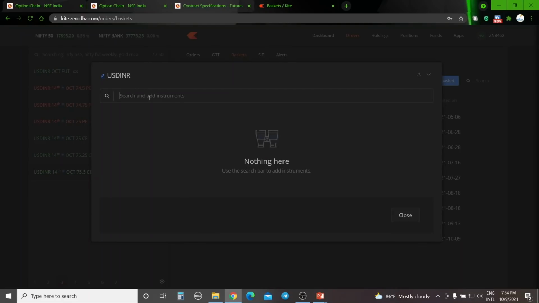We saw the short strangle. So the same thing, just buy 2 options further out of the money, and you will get an iron condor. So let's see how we will construct the iron condor.